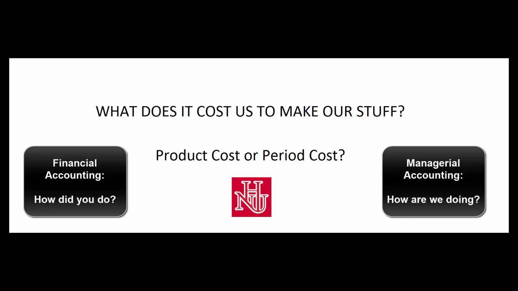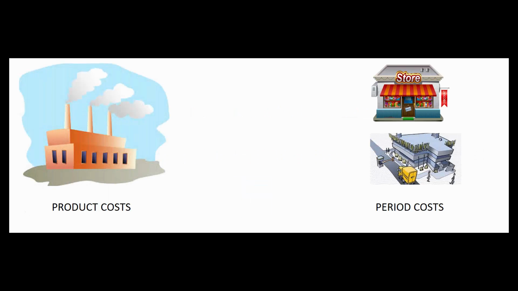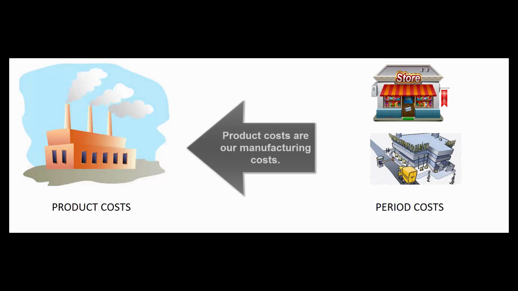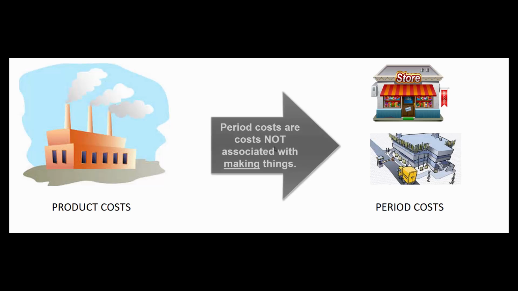And one of the first things we're going to look at is how much does it cost us to make our stuff. We got to know how much it costs us to make our stuff so we know how much to sell it for. And for now, the simple rule is going to be any costs incurred inside the factory are product costs. They're going to be included in the cost of our making our things. Whereas costs incurred outside, such as in the store or in the corporate headquarters, those are period costs.